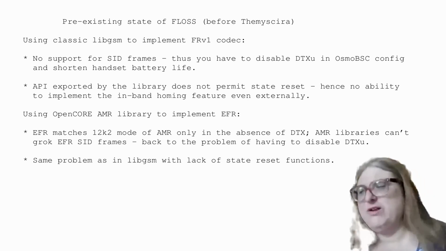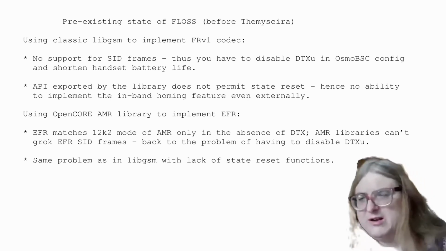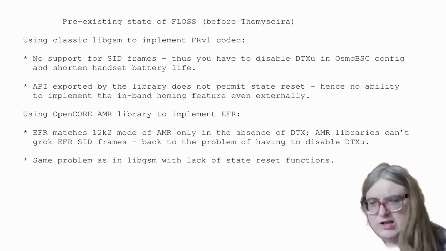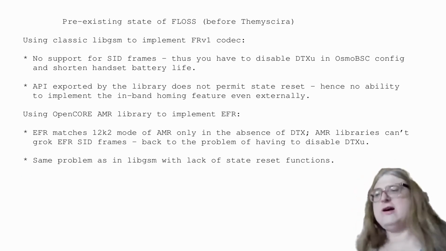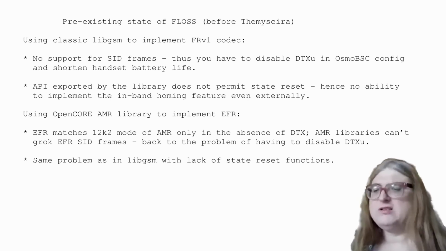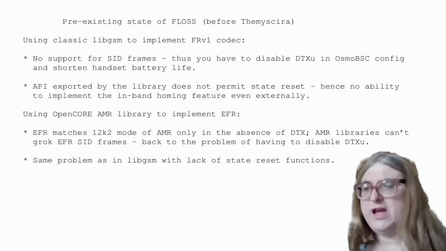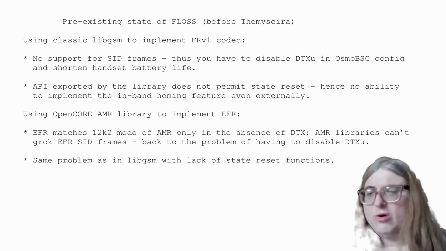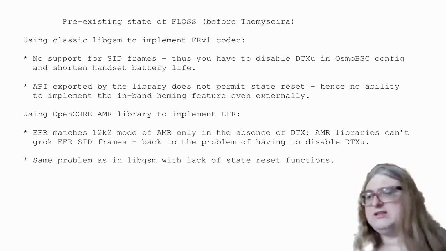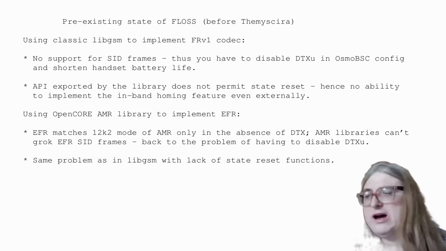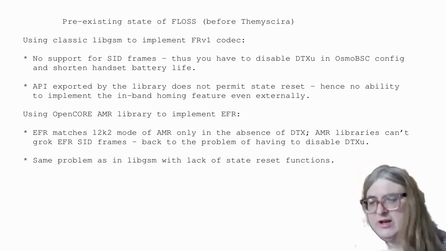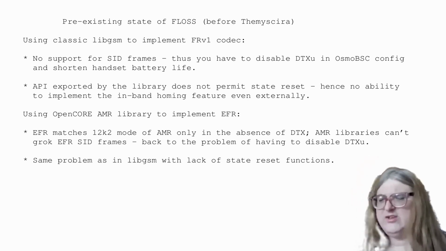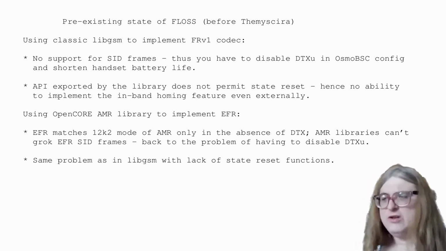But when I do eventually get to playing with AMR, there I will also have issues like with the reset functions, because AMR also has, by the spec, in-band codec homing frames, and the problem with the OpenCore AMR library is it's not there. The API does not export the state reset function. Same problem as with the GSM. And again, they have this shared library, and the internal function is not exposed.